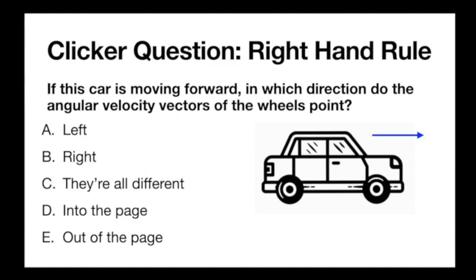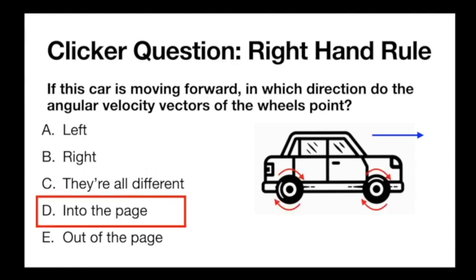So if you need a little help visualizing, if this car is moving to the right, its wheels should all be rotating like this, right? And what direction is this angular velocity? Well, we wrap our right hand around the axis of rotation, fingers in the direction of the rotation, and we should get into the page.